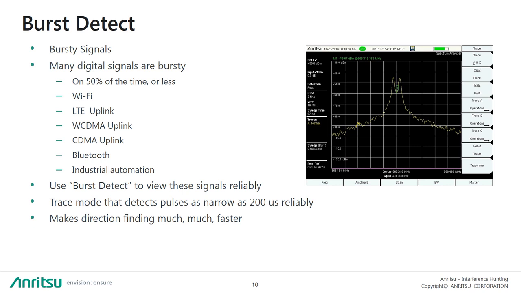Many signals are bursty, which means that they are only on for 50% of the time, or even less. Some examples of that are Wi-Fi, LTE, and Bluetooth. Anritsu handheld spectrum analyzers have a burst detect feature. This comes in handy when you search for bursty signals. Burst detect is another trace mode that can detect pulses as narrow as 200 microseconds reliably. This is very useful for direction finding, making it a lot faster. Direction finding is when you use a directional antenna to find the direction from which the interferer is coming.